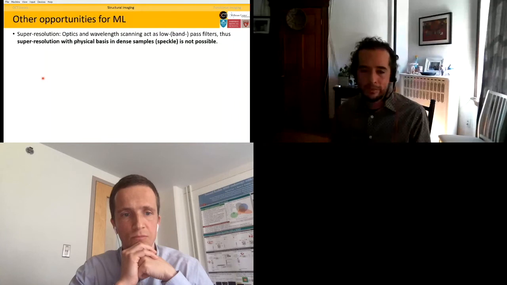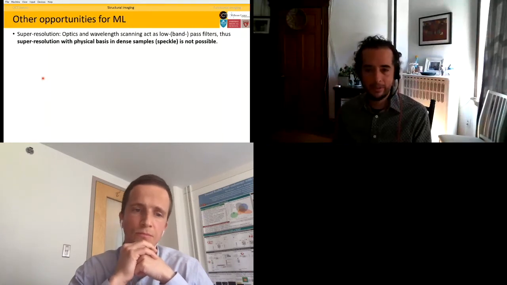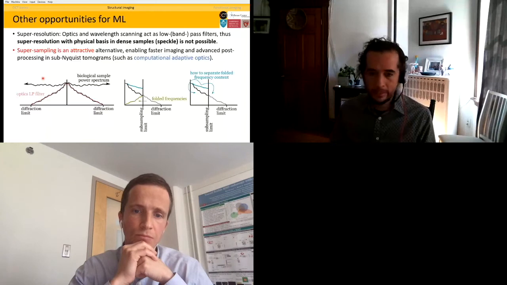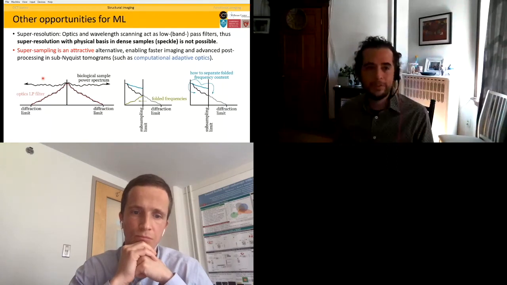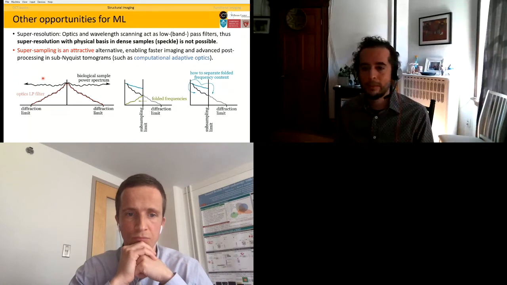There are other opportunities for machine learning in structural imaging. So first of all, I want to emphasize that because of the way in which the optics and wavelength scanning work in OCT, they act as low-pass filters. There's really no physical basis for super resolution when we have a dense sample with speckle. So instead of focusing on super resolution, I would say that super sampling, for example, is an attractive alternative to this goal.